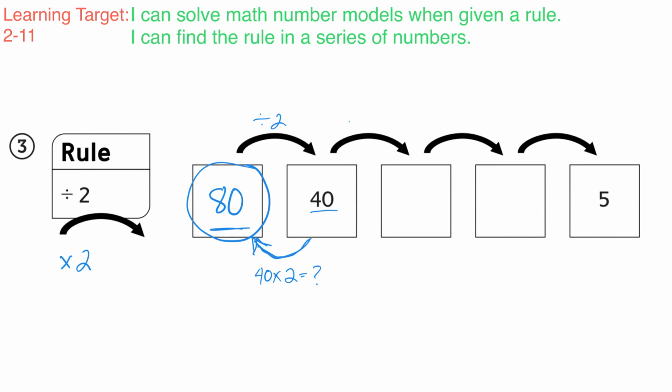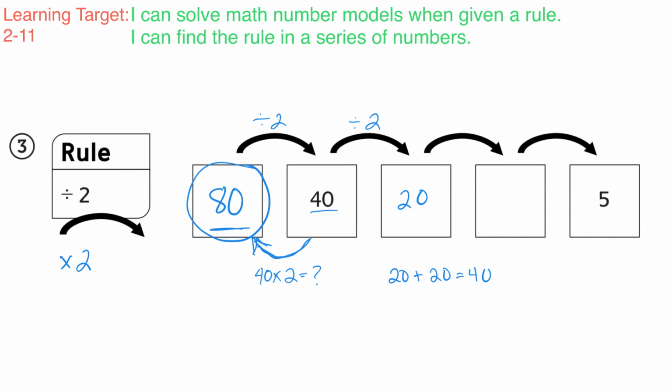We have to do 40 divided by 2. We're thinking, what's half of 40? Or if we split 40 into two groups, each group would have 20. I know that because 20 plus 20 equals 40. So we have to keep going on.